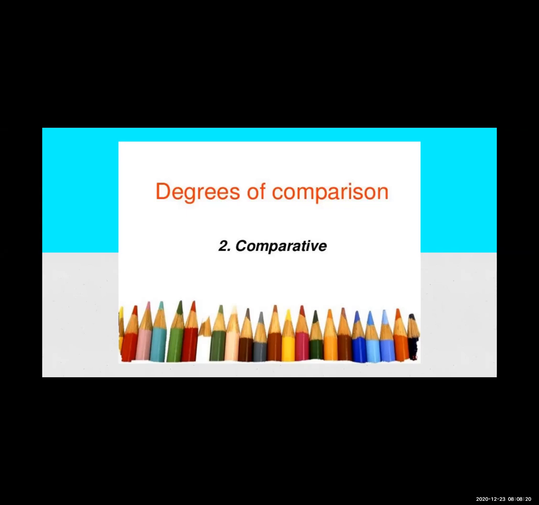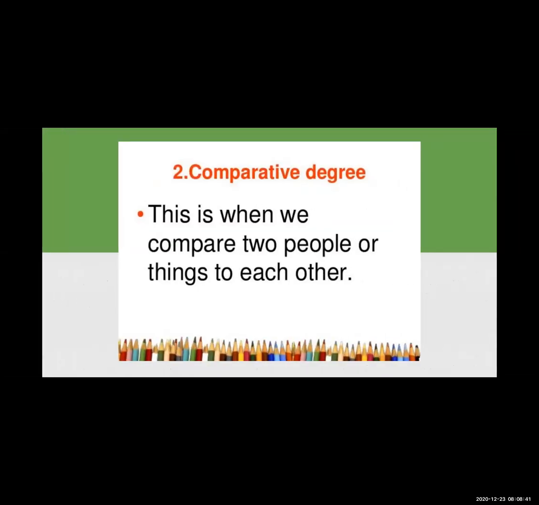But in the comparative we are not just simply going to say, we are going to compare, as rightly from this word you can think, right? This type only denotes that it is comparative, means we are going to compare two things, two persons, two objects. So let's see. Comparative degree, this is when we compare two people or things to each other.